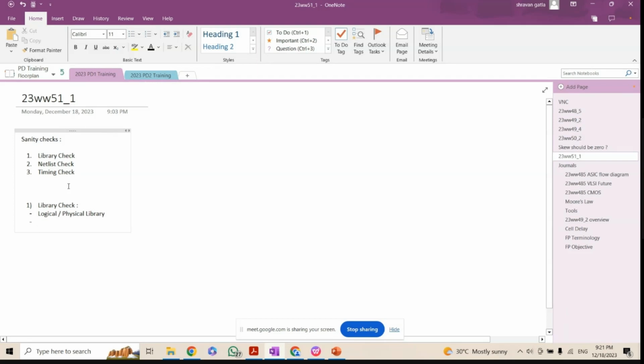So this is the multi-driven nets. You shouldn't have this kind of logic in your design. You catch them in the netlist checker. Then one more point is no combinational feedback. Let's see what it means.